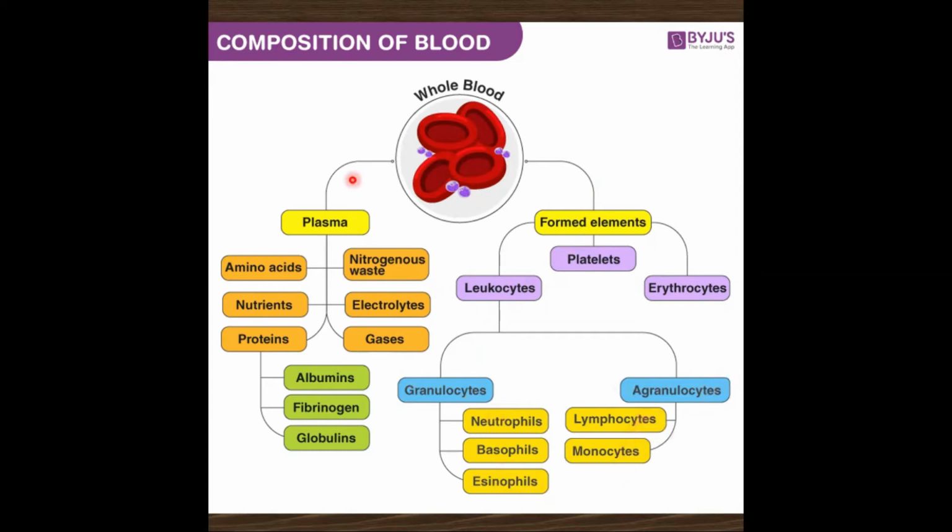If we talk about plasma and look at its composition, we can see that there are major biomolecules present in the plasma. That is, plasma contains amino acids, nitrogenous waste, electrolytes, nutrients, proteins, and gases. Among the proteins, the most important ones are albumin, fibrinogen, and globulins. And all these proteins have a very important role in the process of blood clotting.